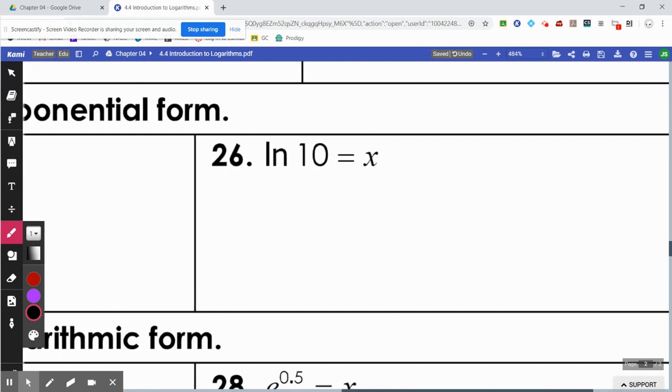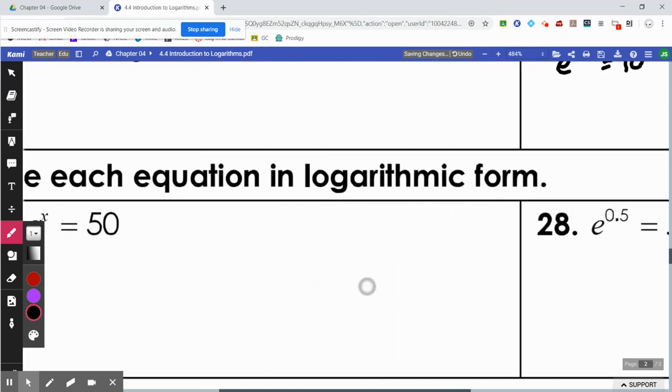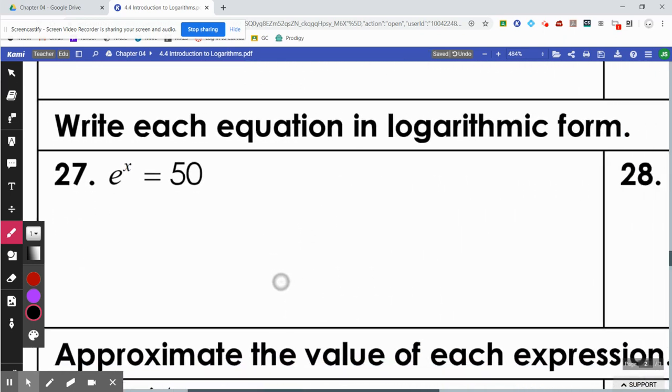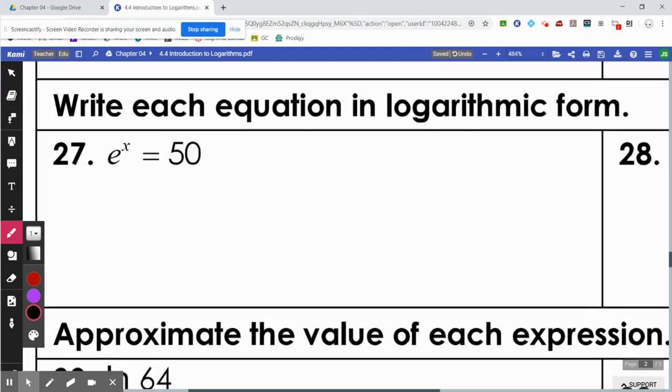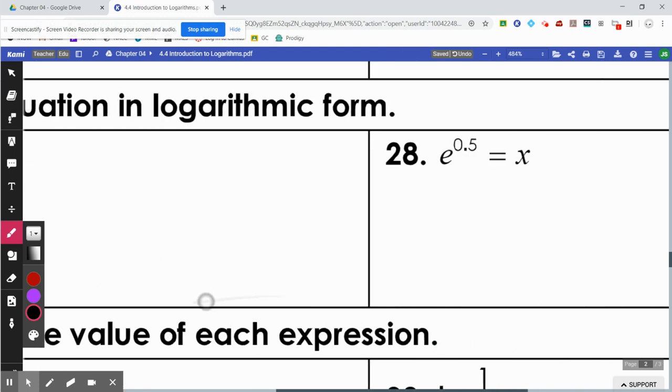The next one, natural log of 10 is equal to x. That'd be log base e of 10 is equal to x. I like to put the e down there when I'm rewriting it. That'd be e to the x power is equal to the argument 10. Now let's change in the other direction. Write each exponential equation in logarithmic form. This would be log base e of the number on the other side is equal to x. But again, we don't like putting log base e. We put the natural log instead. So ln of 50 is equal to x.